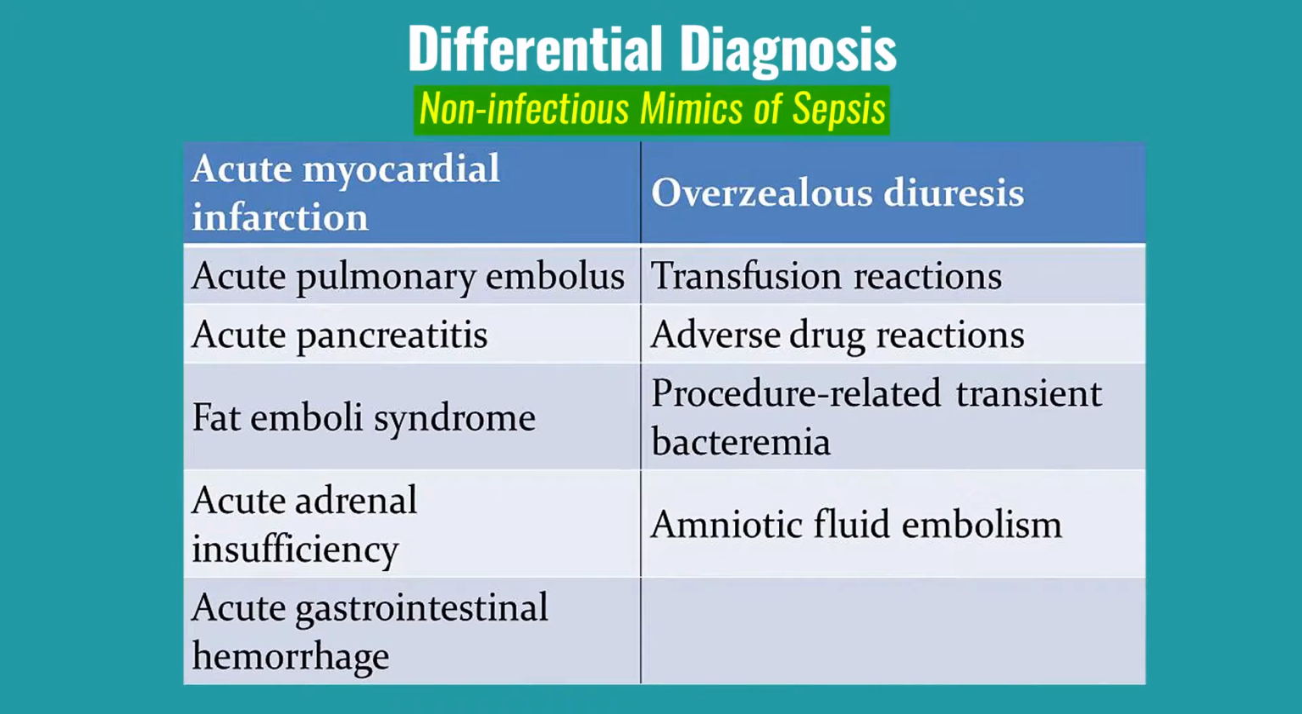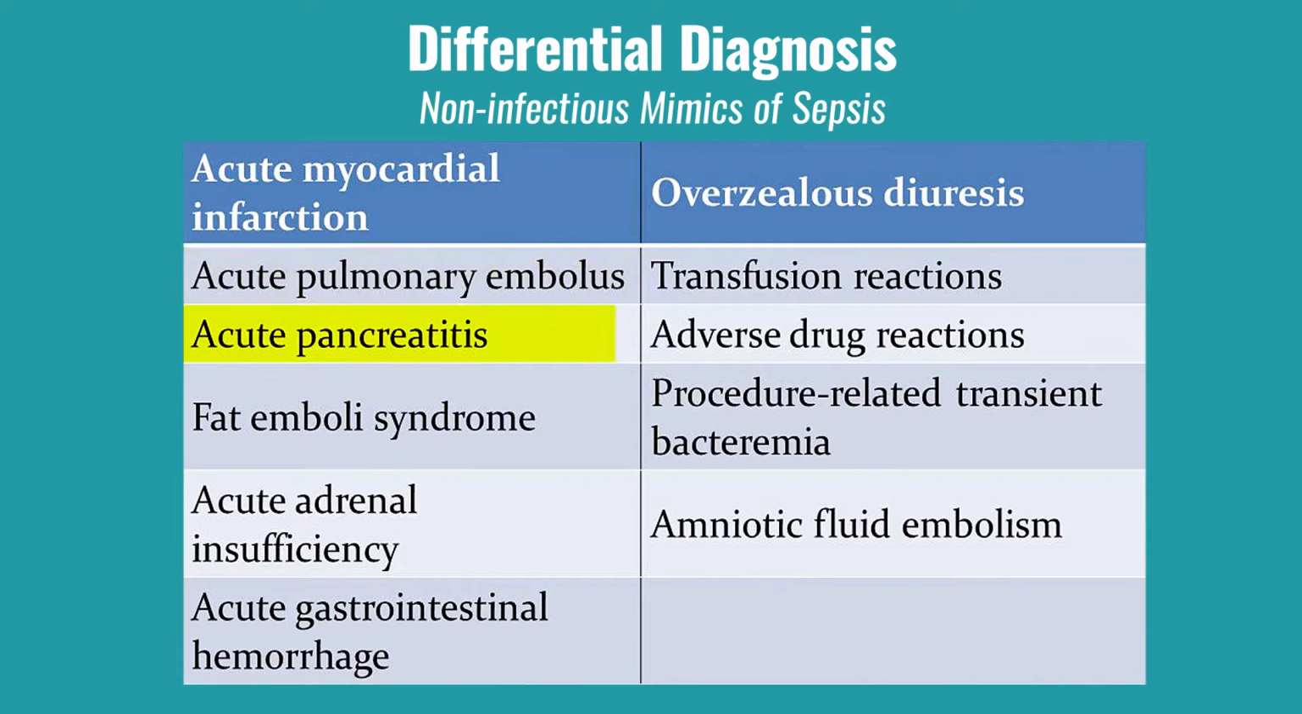Now it is important to recognize and identify other possible diagnoses apart from sepsis. There are a lot of disorders that can present like sepsis but need not be sepsis. So what are all the non-infectious mimics of sepsis? We have acute myocardial infarction, where the patient can be hypotensive and tachypneic, breathing at a faster rate. You have acute pulmonary embolism, where the patient can be hypoxic, tachycardic and hypotensive.